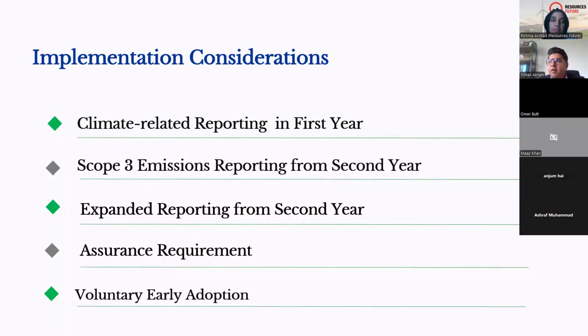Then there's a mandatory requirement for assurance. That is an independent, like we have independent auditors for financial statements. So there should be an independent assurance report from an auditor or a consultant on the company's sustainability report. This requirement would be from the second year of adoption or implementation. And before the effective dates, that is January 2025 or 2026 or 2027, whatever is applicable to an entity or a company in Pakistan, they are permitted to early adopt these standards.